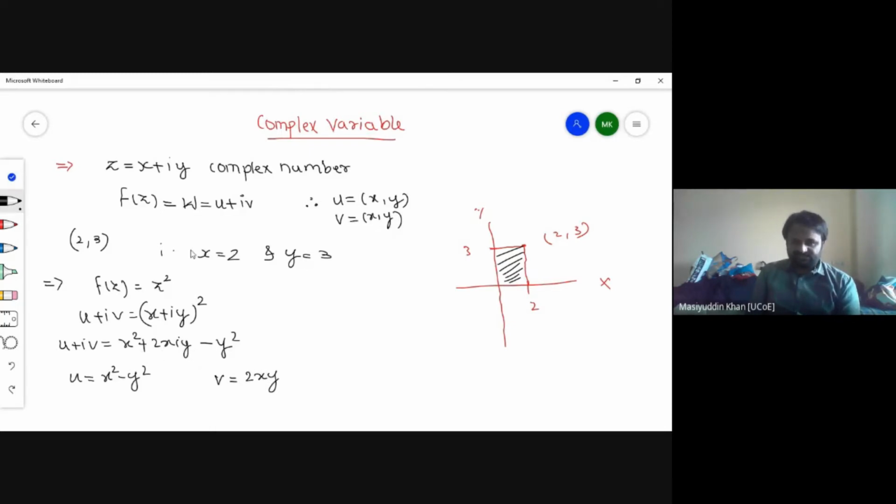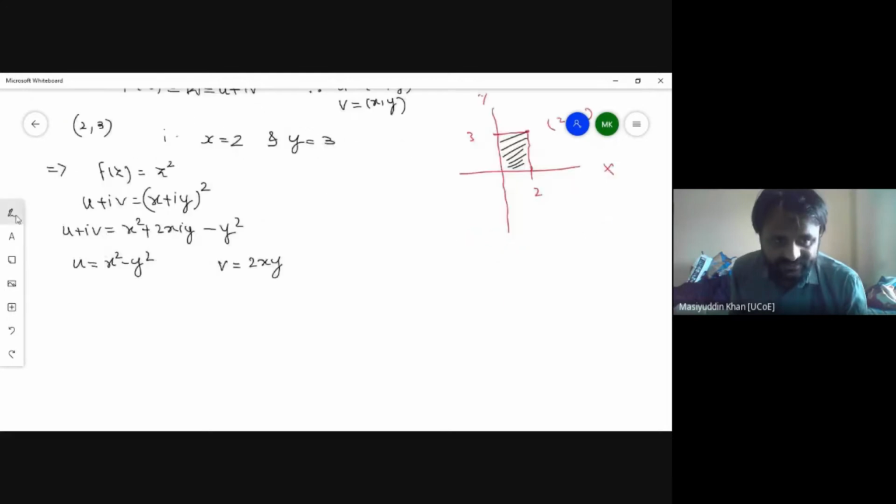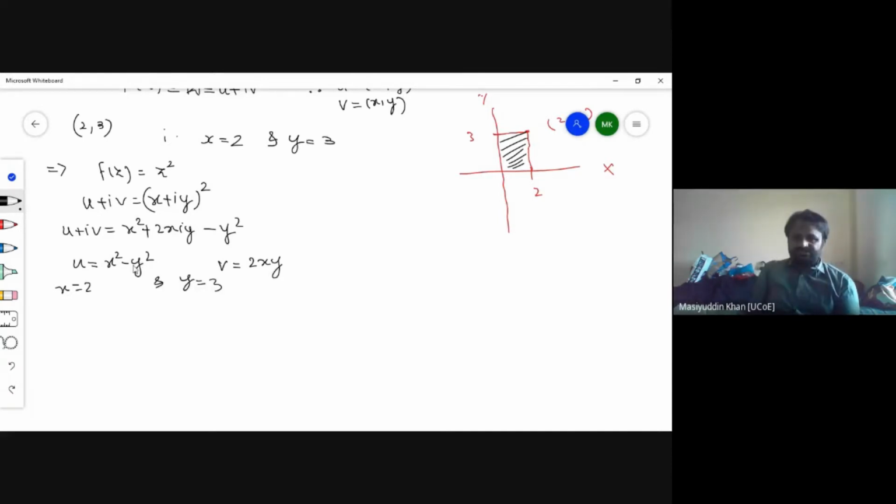Now according to this, we just got two functions. One is u is equal to x square minus y square, and v is equal to 2xy. So we just have to put in the points that are given. I'm putting 2 comma 3, so x is equal to 2 and y is equal to 3. While putting it here, u is equal to 4 minus 9, so remaining is minus 5. And v is equal to, you will get, 3 twos are 6, 6 twos are 12.